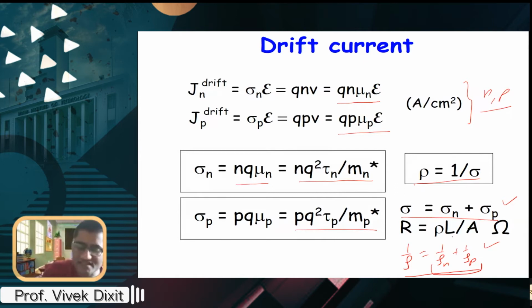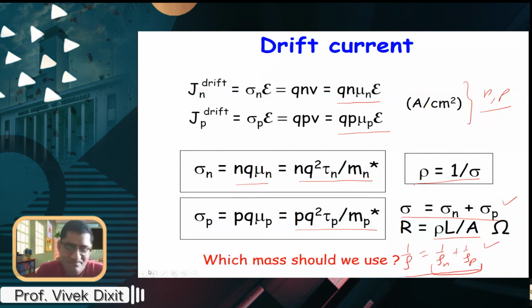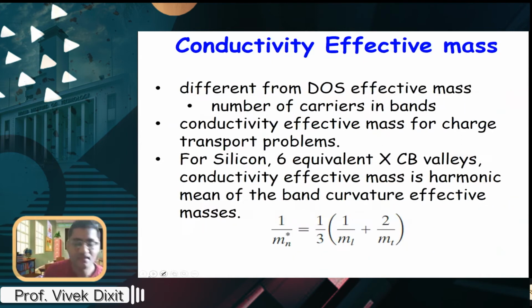Okay. And the resistance, of course, is rho times L by A. So these terms you already know, right? Now, the question arises, which mass should we use? That is called the conductivity effective mass. So let me introduce that one.